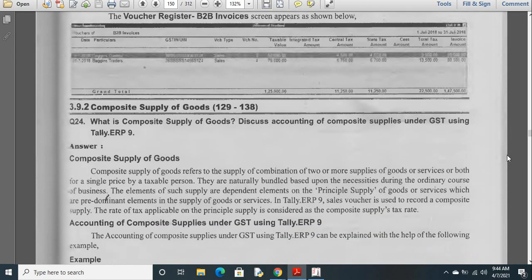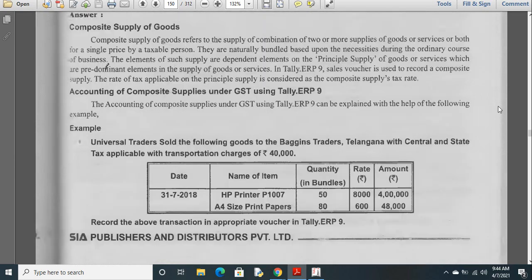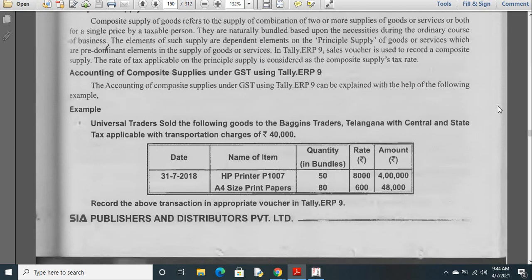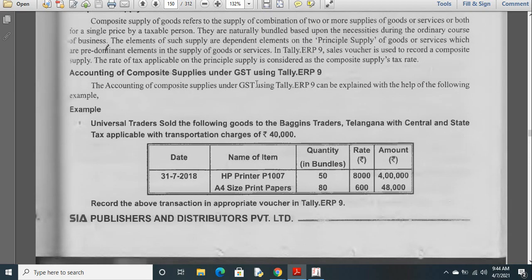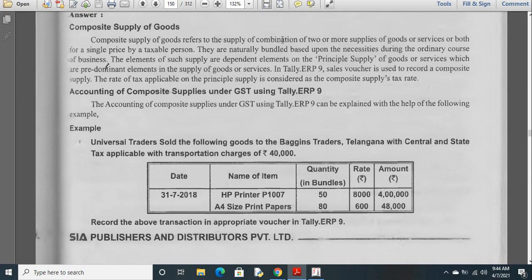Next, composite supply. This composite supply we'll see tomorrow. Mixed supply is where we have the same rate, but in composite supply we have different items with different rates. Composite supply of goods refers to the supply of a combination of two or more supplies of goods or services or both for a single price by a taxable person. They are naturally bundled based upon the necessities during the ordinary course of business. The elements of such supply are dependent on the principal supply of goods.